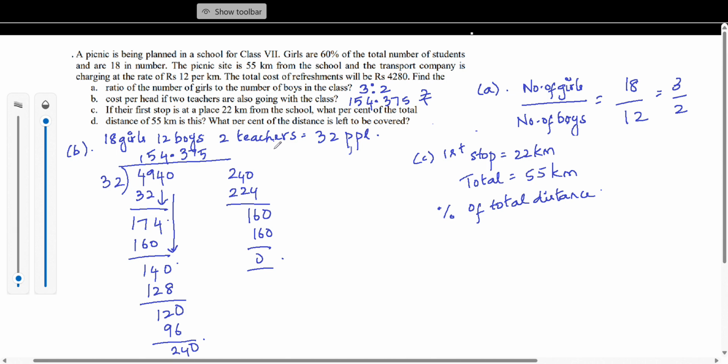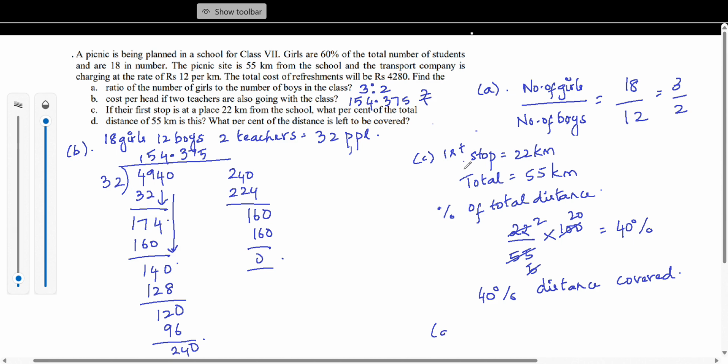We do not know the percentage, correct? So it will be 22 by 55, the total, into 100. 5 11s are 55, 1 5 is 5, 2 5s are 10, 40%. So 40% they have covered when they have already traveled 22 kilometers.